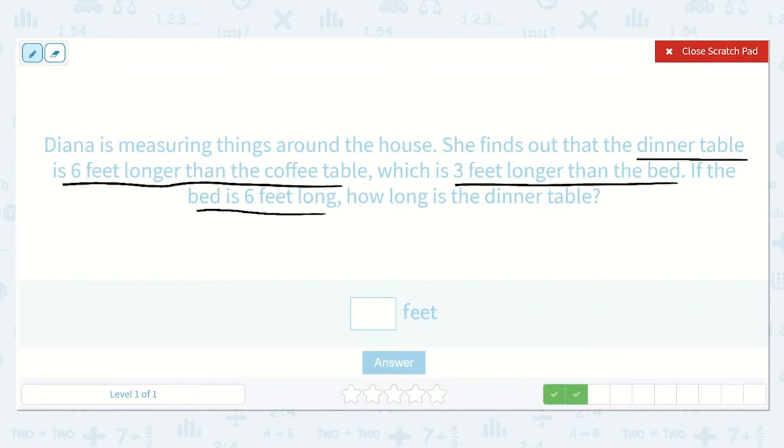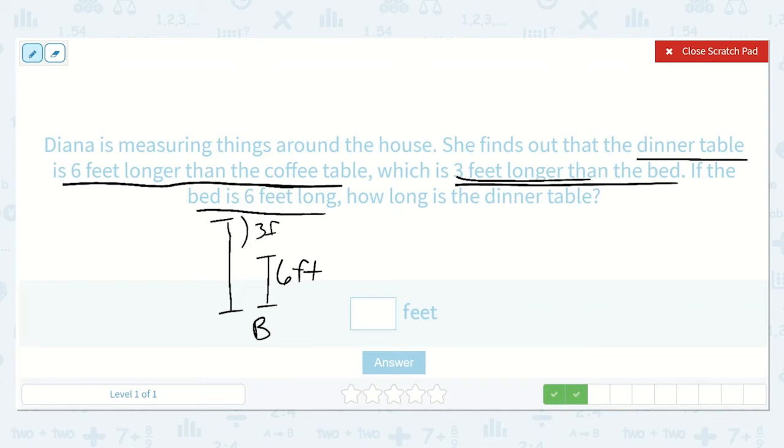Okay, so now we're doing length, so we know that the bed is 6 feet long. So let's do that first. Bed is 6 feet. We know that for sure. They said that the dinner table is 6 feet longer than the coffee table, which is 3 feet longer than the bed. So we know the coffee table is 3 feet longer than the bed. So let's do coffee table here and make it 3 feet taller than the bed.